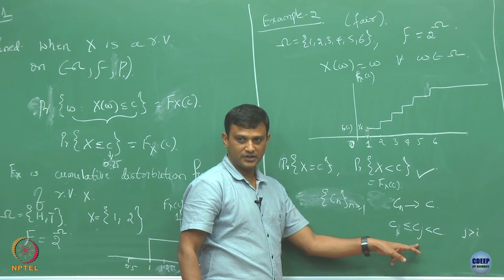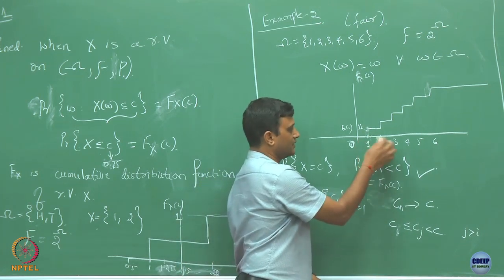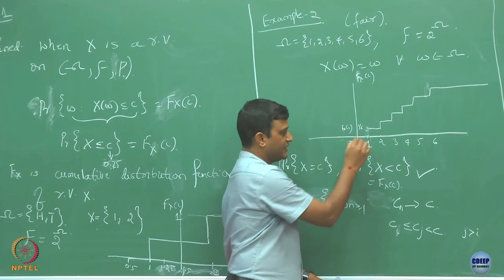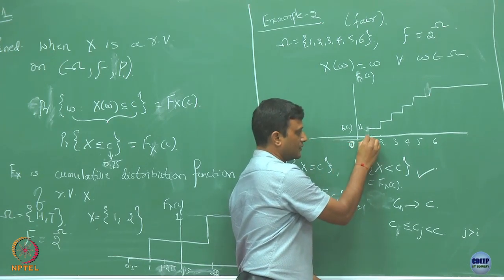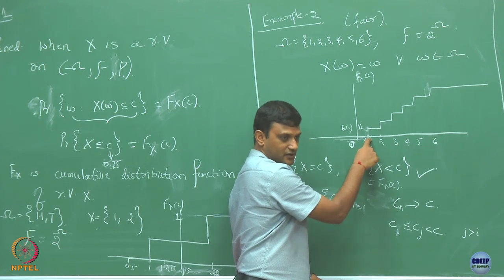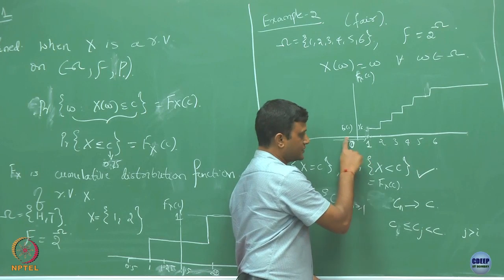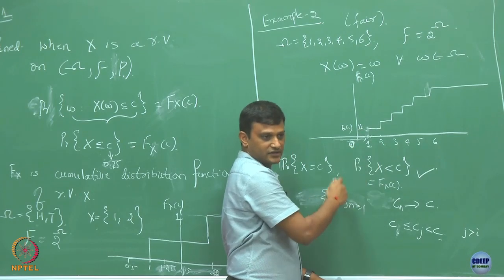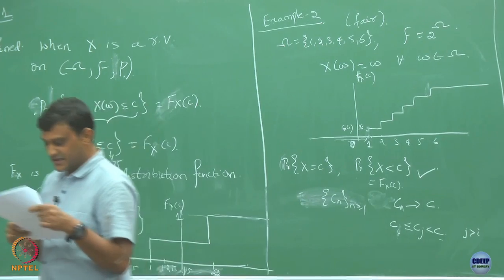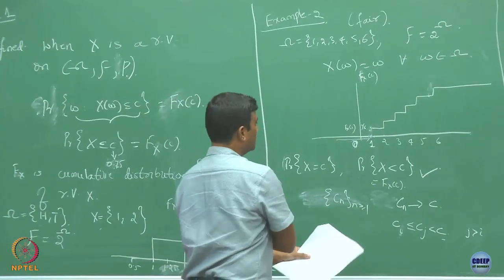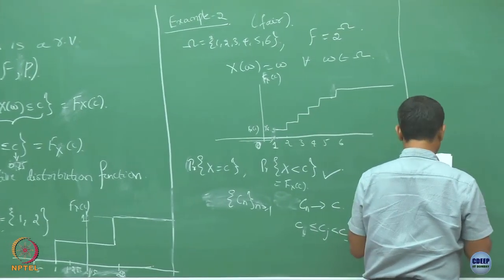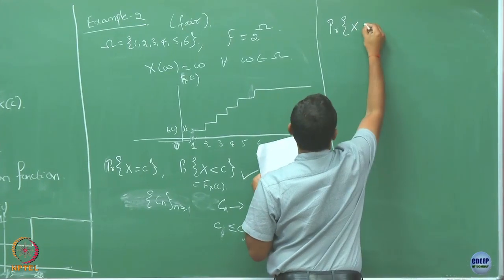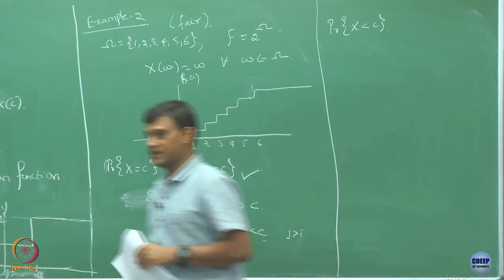So what basically I am doing is I am taking a sequence here. Suppose C equals 1, I am taking a sequence here that the limit converges to 1, but all these points here are strictly less than C, right? Because everybody is on the left side of 1, so it is all going to be less than 1. Now in this case, how can I represent this quantity, the probability that x is less than c?